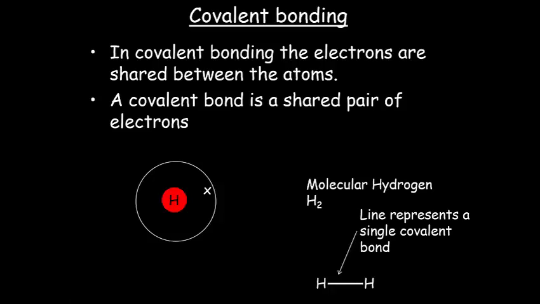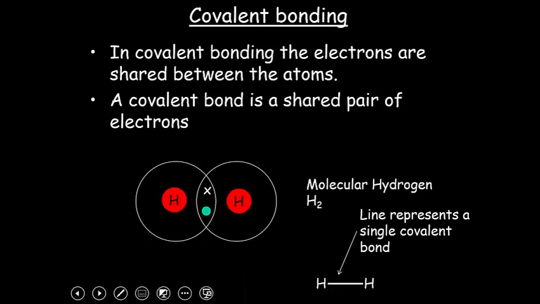Okay, so in covalent bonding, what's happening is the electrons are being shared between the atoms. And a covalent bond is a shared pair of electrons. So if we start with a hydrogen, that's got 1 gap. Another hydrogen can join that, they can share electrons, and both of them then feel like they've got 2 electrons in their outer shell, which gives them a full outer shell, so they become stable.